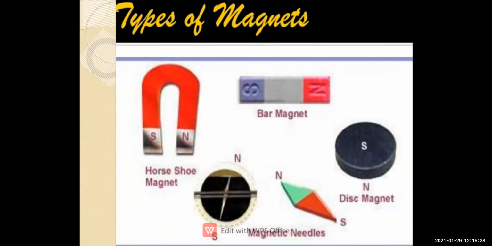Then we have magnetic needles. Then we even have disc magnets. So these are the different types of magnets that we can see. Also you must have seen that each magnet is showing N and S. So what do N and S mean? Capital N means north pole or north direction, and S means south pole or south direction. So each magnet is marked with the capital letters N and S, where N indicates the North Pole and S indicates the South Pole. So this is about the different types of magnets.